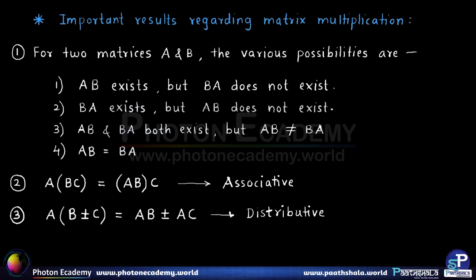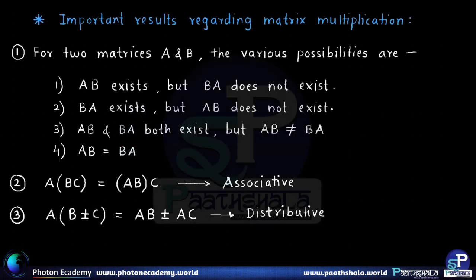Now moving on to the next property, A into BC is the same as AB into C, which is called the associative law. That is, we can associate any two adjacent matrices and complete the multiplication.